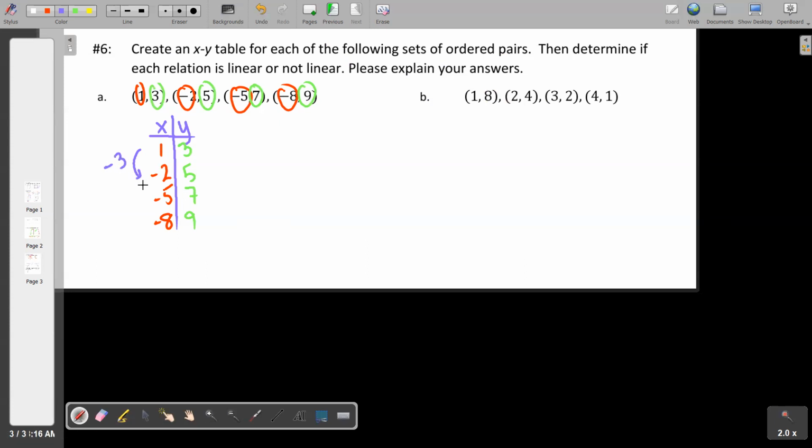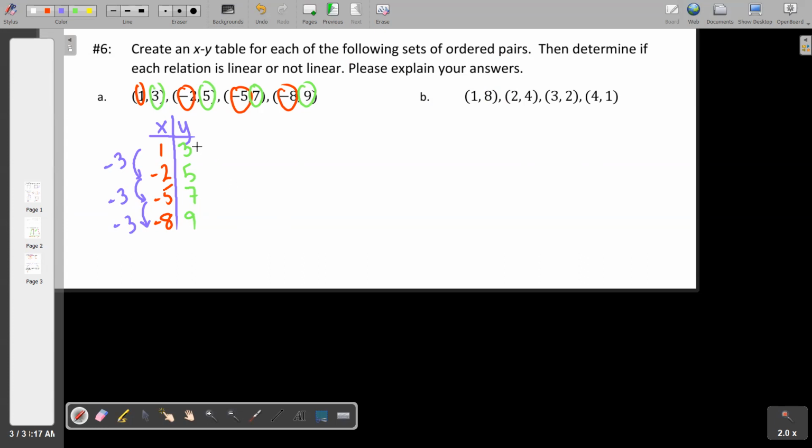You do subtract 3. How does negative 2 become negative 5? You do it again. And how does negative 5 become negative 8? Good. Now we're going to do it on the right-hand side because what we're looking for here are the consistent slopes, right? The comparisons of the y and the x changes as we go.